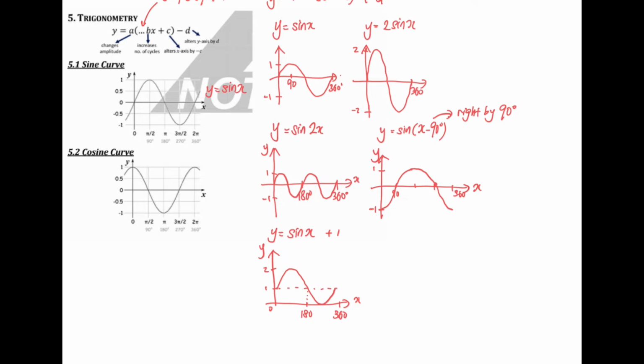So let's say, for example, you have y equals 3 sine 2x minus 180 degrees plus 4. Let's say something like this, where the effect of A is here, the effect of B, the effect of C, the effect of D.